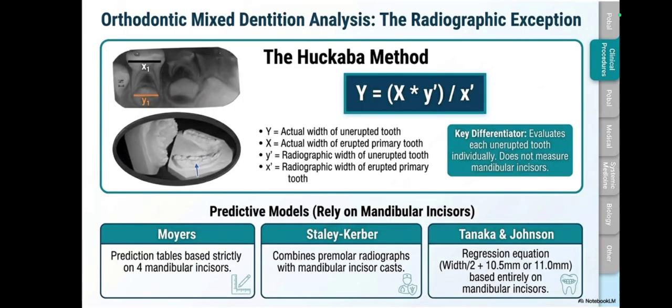Next topic is orthodontic mixed dentition analysis, the radiographic exception. In orthodontics, we have various methods to predict the size of unerupted teeth. The Huckaba method is unique because measurement of the incisors is not required. Instead, it uses a radiographic scaling formula to calculate the actual width of a permanent tooth based on its primary precursor, mathematically compensating for any X-ray distortion.